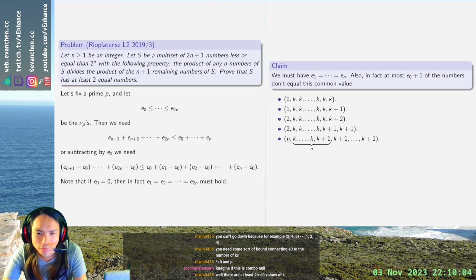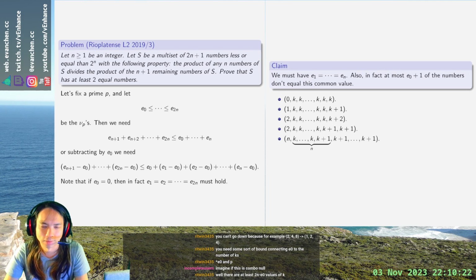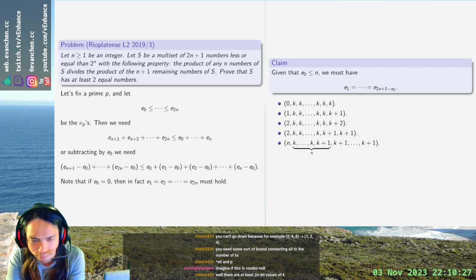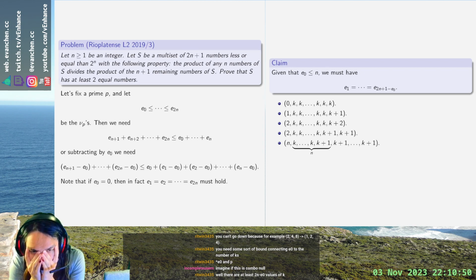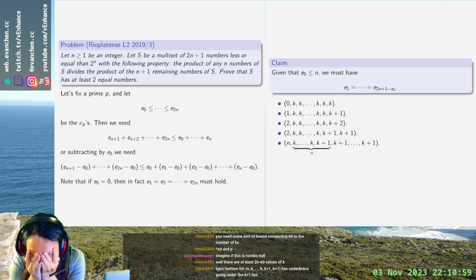Oh, okay, actually. Sorry, let me write it this way. 2n plus 1 minus e0. How about that? So, given that e0 is less than or equal to n, we must have this. I claim this is true. And I think this is just true. Right, so because if anything changes, yeah, those are all bad. That's all bad. Okay, that's fine.